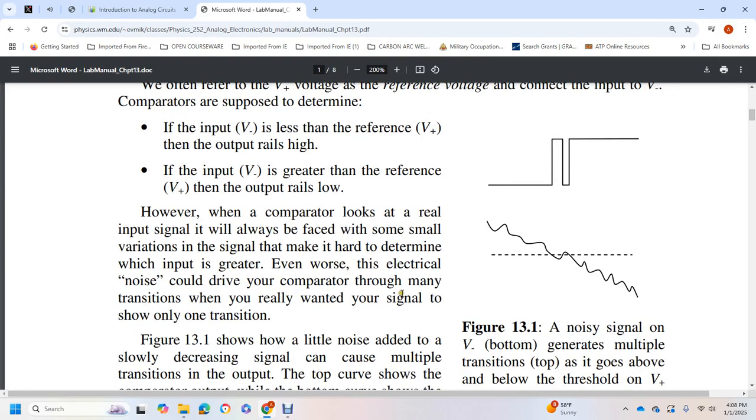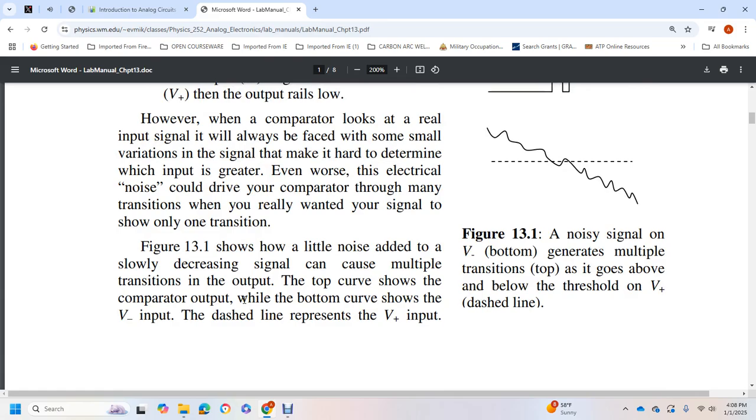However, when the comparator looks at real input signals, they are always affected by some small variation that makes it harder to determine which input is greater. Even worse, electrical noise could drive the comparator through many transitions when you really wanted your signal to show only one transition. Figure 13.1 shows how a little noise added to a slowly decreasing signal causes multiple output transitions. The top curve shows the comparator output. The bottom curve shows the negative voltage input, and the dashed line represents the positive voltage input.